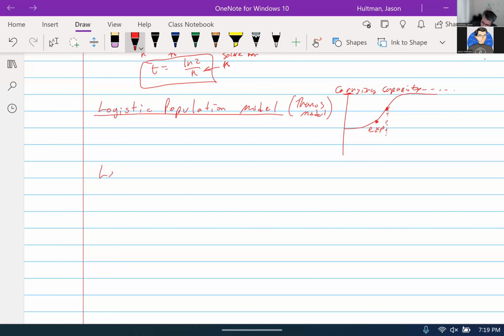Okay, so let's analyze this. Let B of t equal birth rate, and D of t equal death rate. dP/dt equals B of t minus D of t, times P. So it's birth rate minus death rate, and then it depends on where we're at in the population.